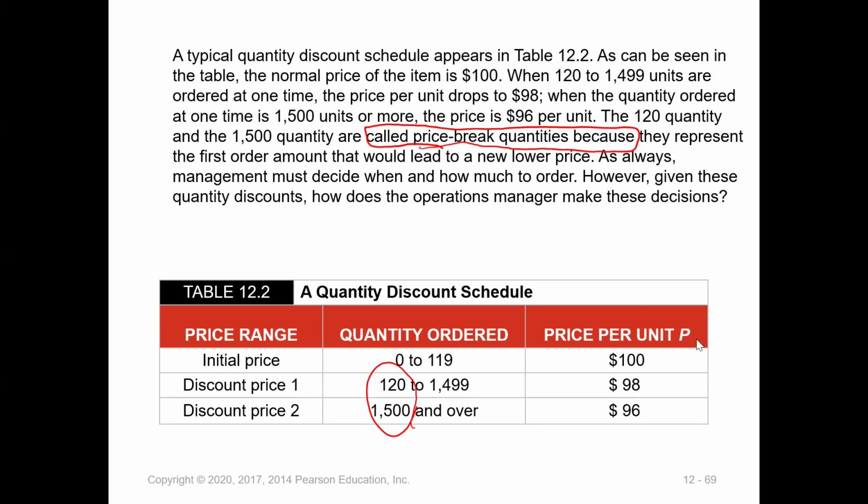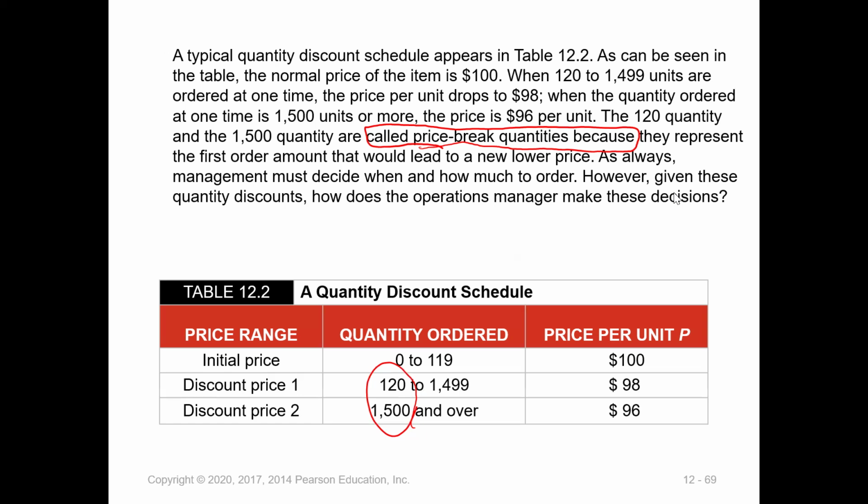When the quantity ordered is above 1500, the price also drops to 96. The quantities 120 and 1500 are called price break quantities because they present the first order amount that would lead to a new lower price. The price break quantities represent the first price with a discount, or lower price.